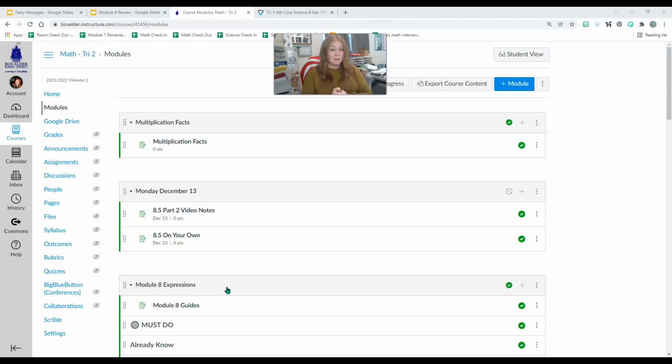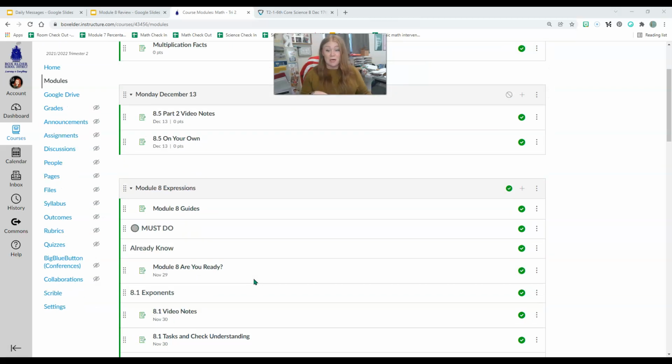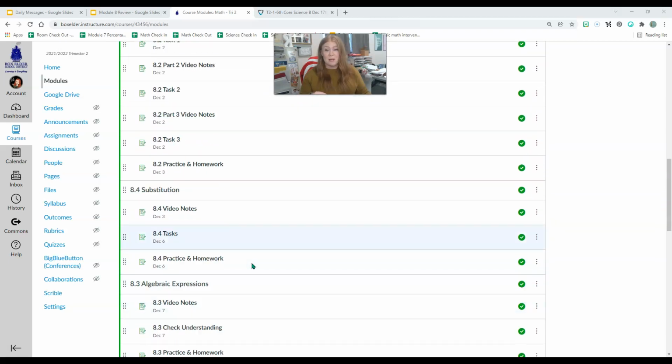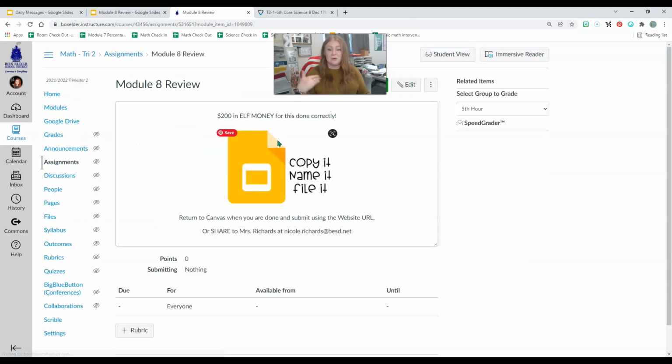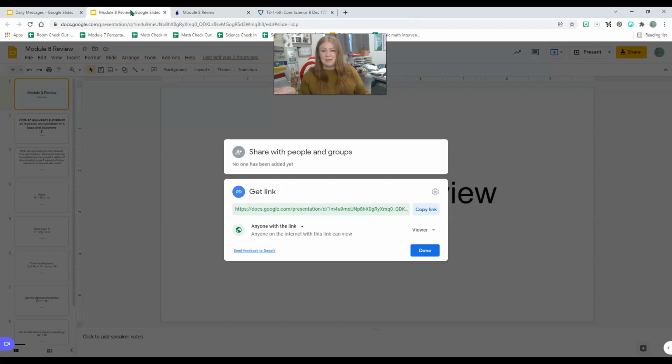So I would do it because I think some of your elves are getting a little bit poor and a little bit broke. So in your modules in math, you're going to scroll all the way down to the bottom, and you will see that there is Module 8 Review, all the way at the very bottom of your modules. You're going to click there, and you're going to copy, name it, file it, all the things we do, then it will look like this.